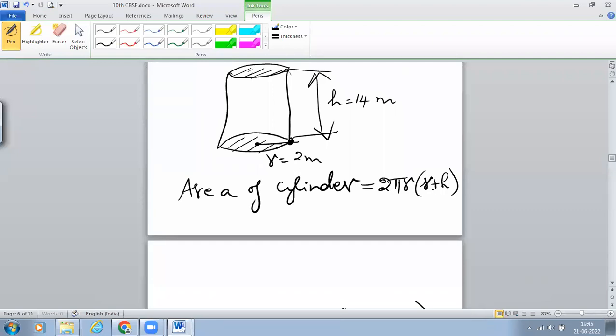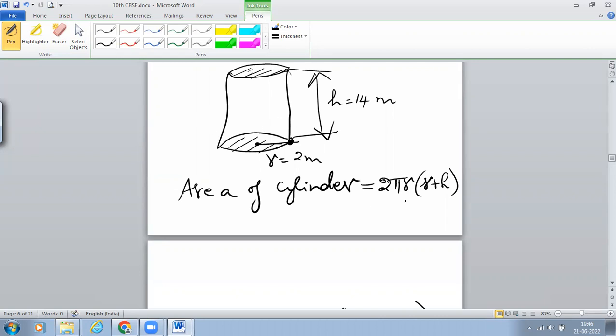If you don't know, please memorize it, because in 10th standard you have a chapter called surface area and volume. In that chapter, you have to learn all the formulas. That includes shapes like the cube, cuboid, cylinder, cone. Every shape is there. So this cylinder is a shape. The portion I have shaded here is the bottom surface. This is the top surface, and this is the curved surface.